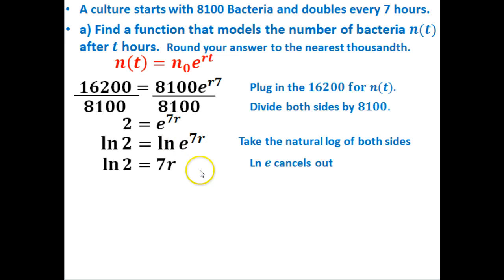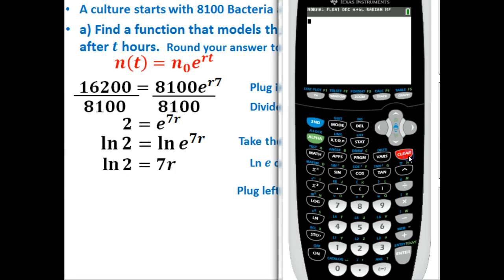I'm just left with 7r on this side. Again, the natural log has a base of e, so the natural log of e cancels out, and we're left with whatever the exponent is. So the natural log of 2 is equal to 7 times the rate. I've got to identify what the natural log of 2 is, so I'll plug that into my calculator. I clear out what it's got in there. I just need to find the natural log of 2, and here's our natural log button. This is the ln, not the log; this is a natural log. So natural log of 2, close parentheses, and hit enter.